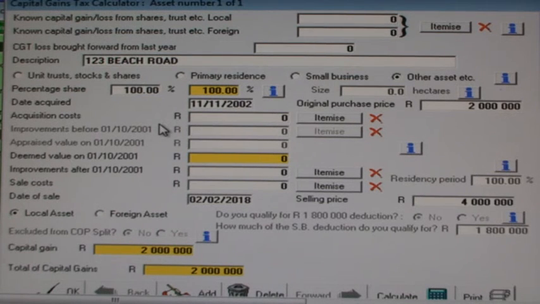Now what if we bring other costs and expenses into the example? You can see here that we've added acquisition costs of 100,000 rand and we've also added some sale costs of 100,000 rand. This has reduced our profit by the 200,000 rand.